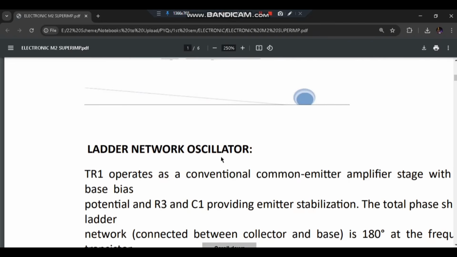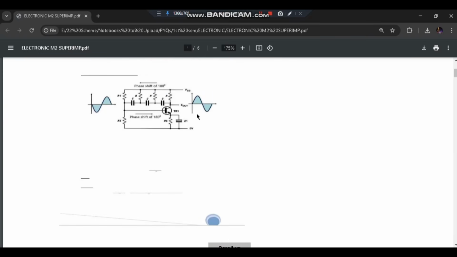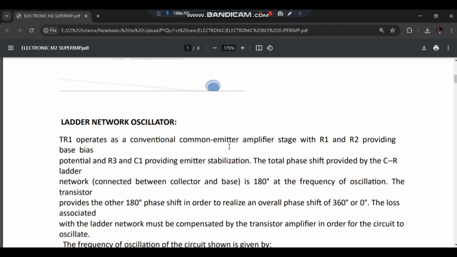Now a few key points related to the ladder network: TR1 operates as a conventional common emitter amplifier stage with R1 and R2 providing base bias. So TR1 is the common emitter, and R1 and R2 are providing the bias. And R3 and C1 are providing the emitter stabilization.